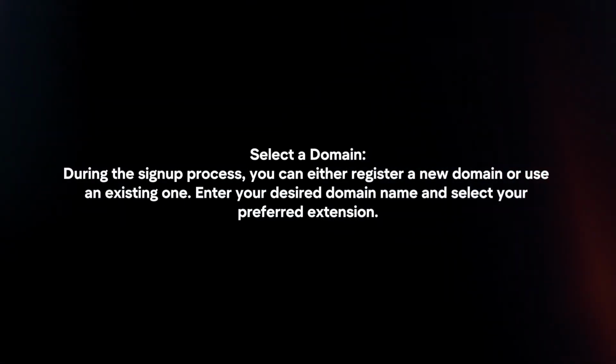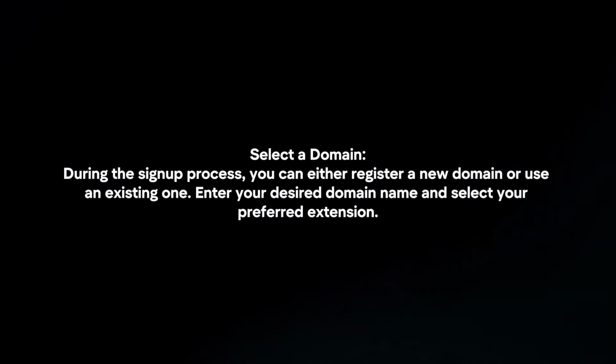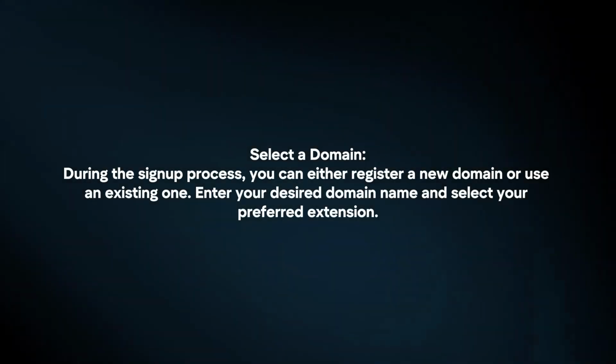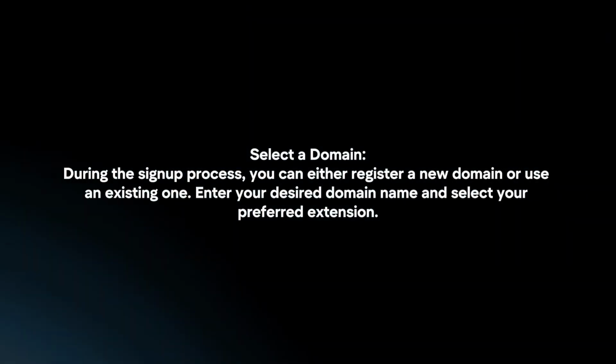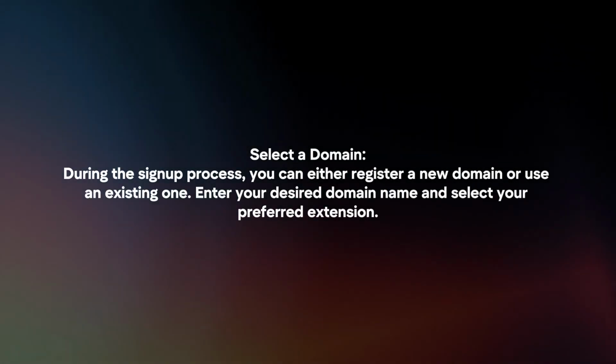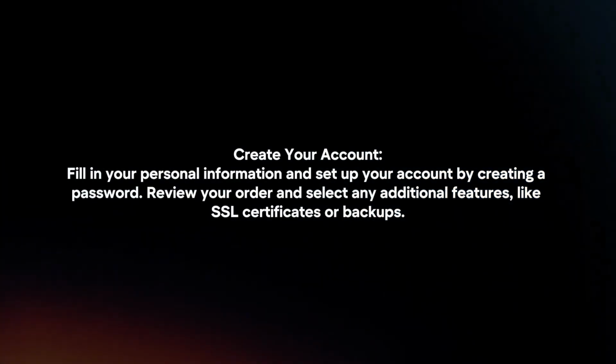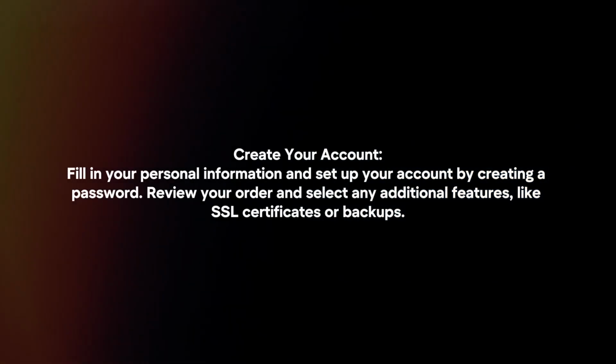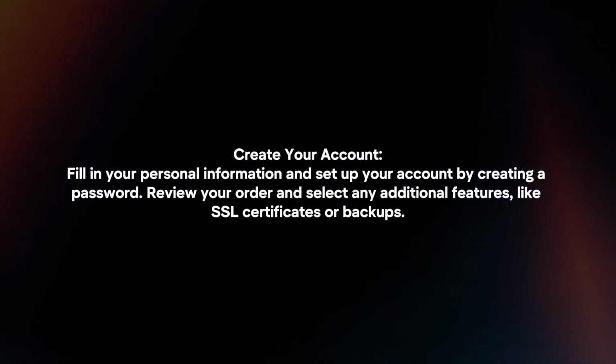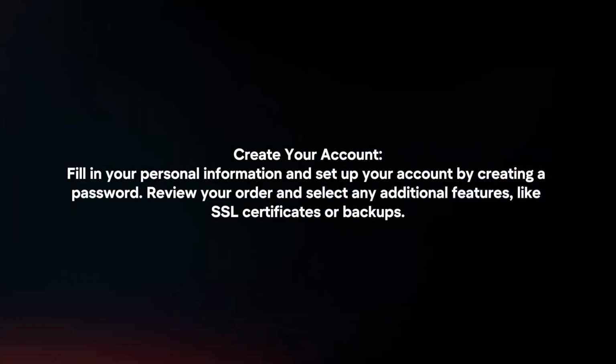Select a domain. During the sign-up process, you can either register a new domain or use an existing one. Enter your desired domain name and select your preferred extension. Create your account. Fill in your personal information and set up your account by creating a password. Review your order and select any additional features like SSL certificates or backups.